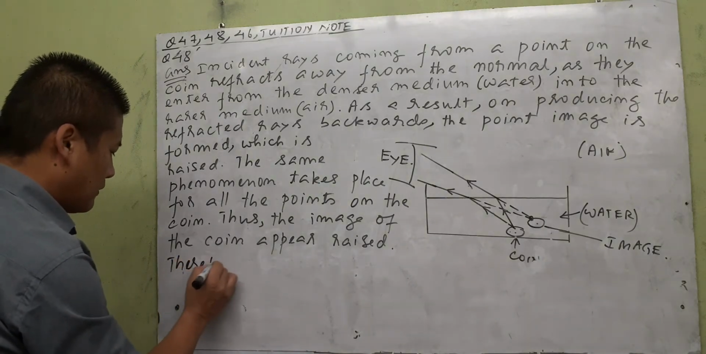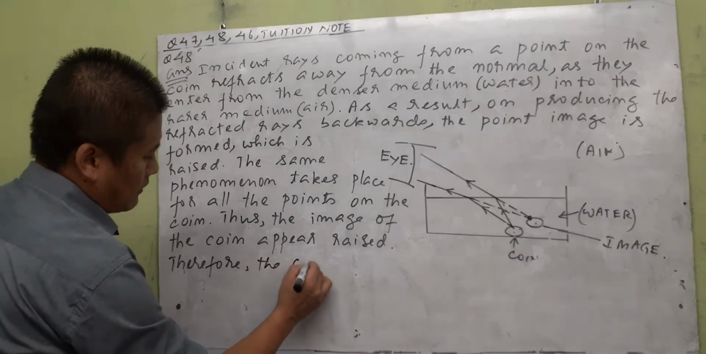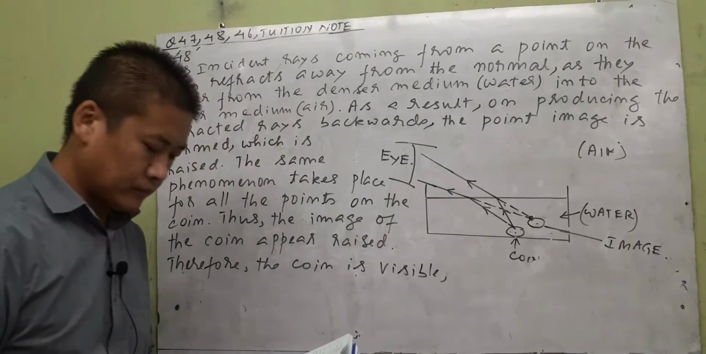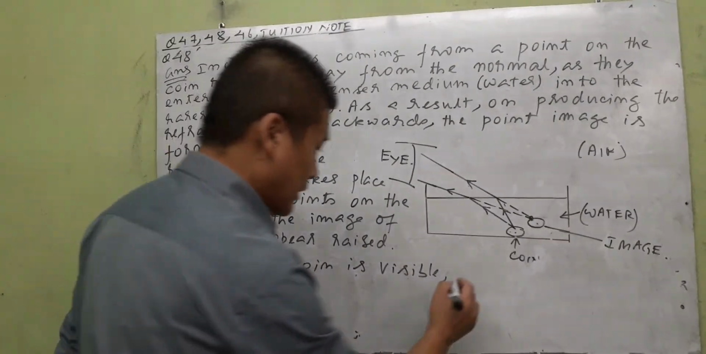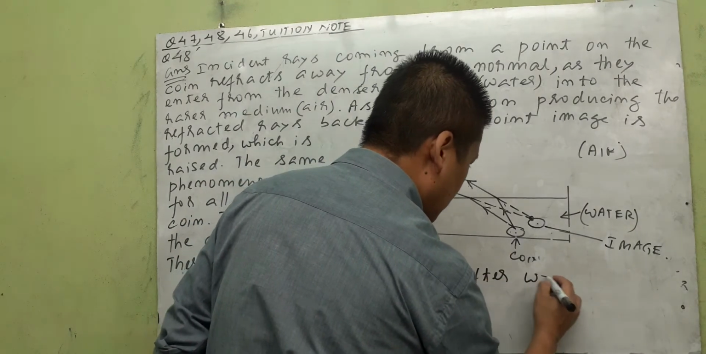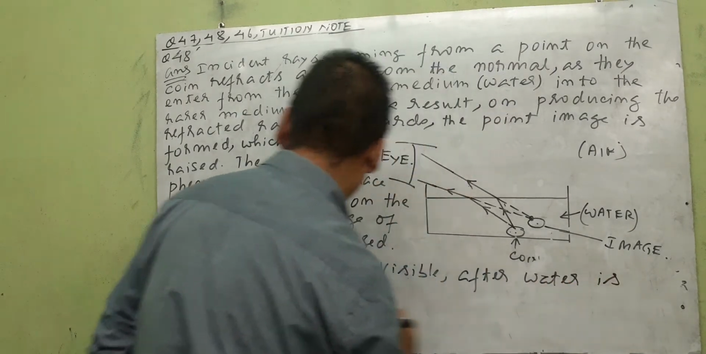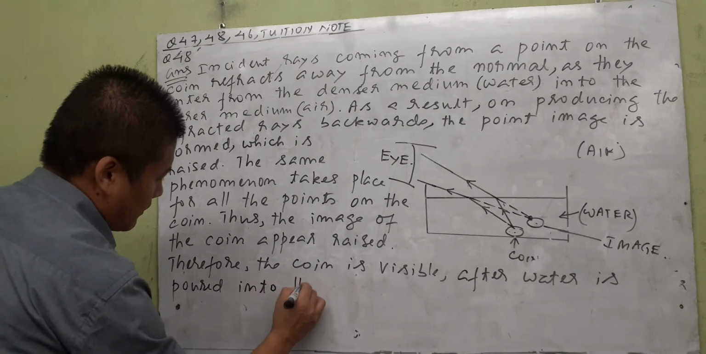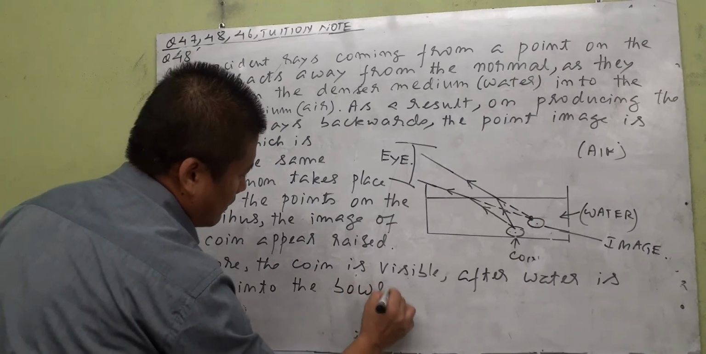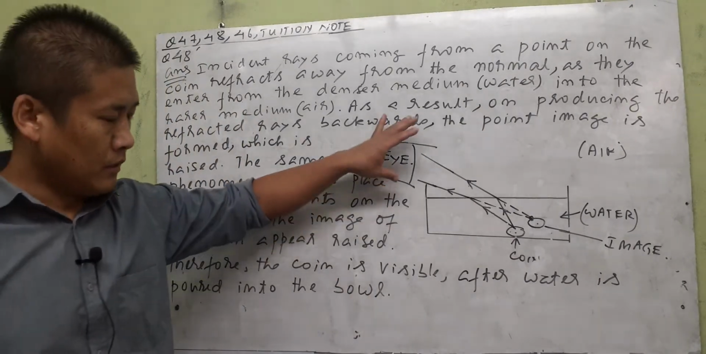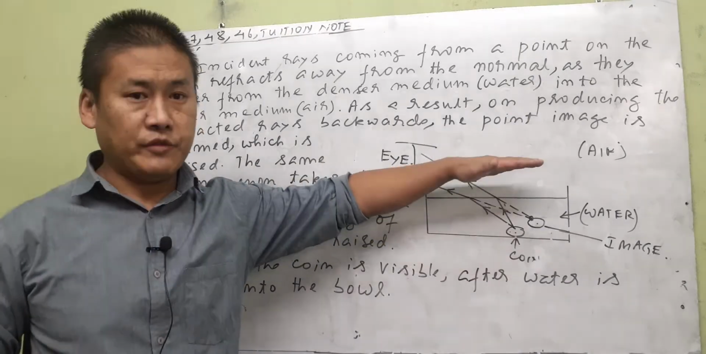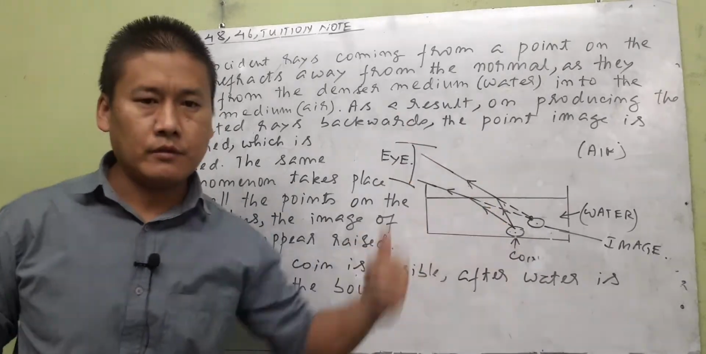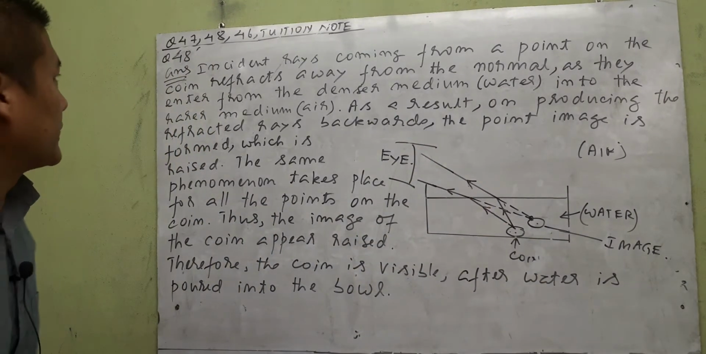Therefore the coin is visible after water is poured into the bowl. So which was not visible, you were able to see because the image of the coin has been raised. Because of the refraction from water to air, the image is raised. Okay, so next one more question there, 46.